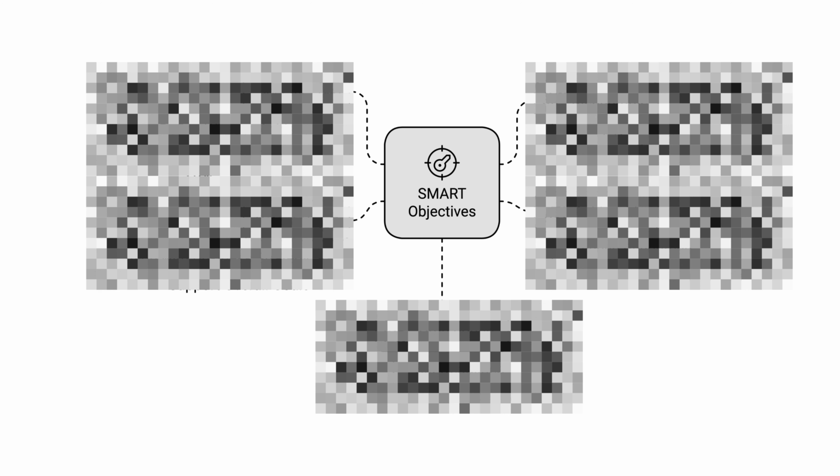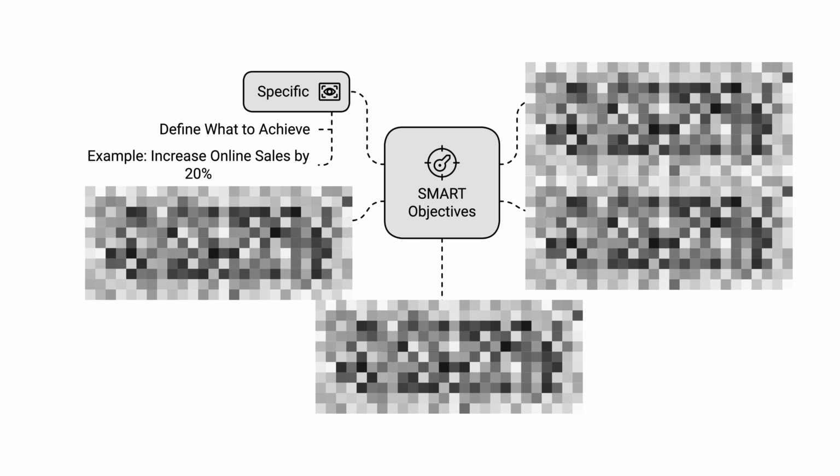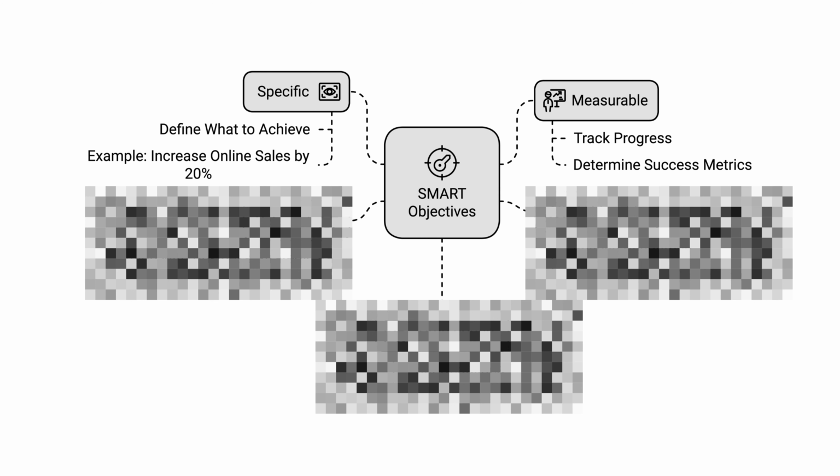One effective way to set objectives is to use the SMART criteria. Specific. Clearly define what you want to achieve. Instead of saying, "I want to increase sales," say, "I want to increase online sales by 20% in the next 3 months." Measurable. Ensure you can track progress.